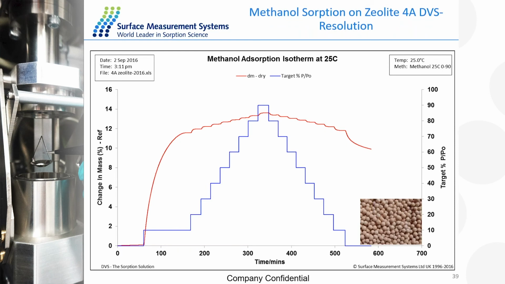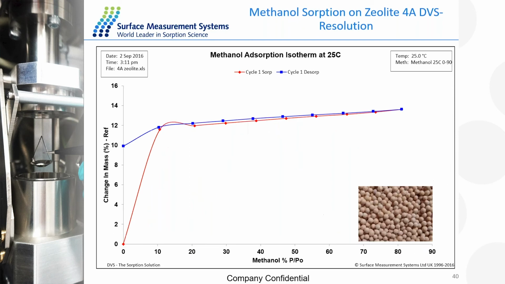This is a methanol absorption on a porous material, in this case a zeolite A4. What we're doing here is exposing the material to methanol, and we are doing a full absorption and desorption. What we are looking at here is a microporous material that has a high surface area and high ability to capture methanol. As you can see over here, the material has about 12% mass change as soon as we expose it to methanol, and then the material maintains a high capacity.